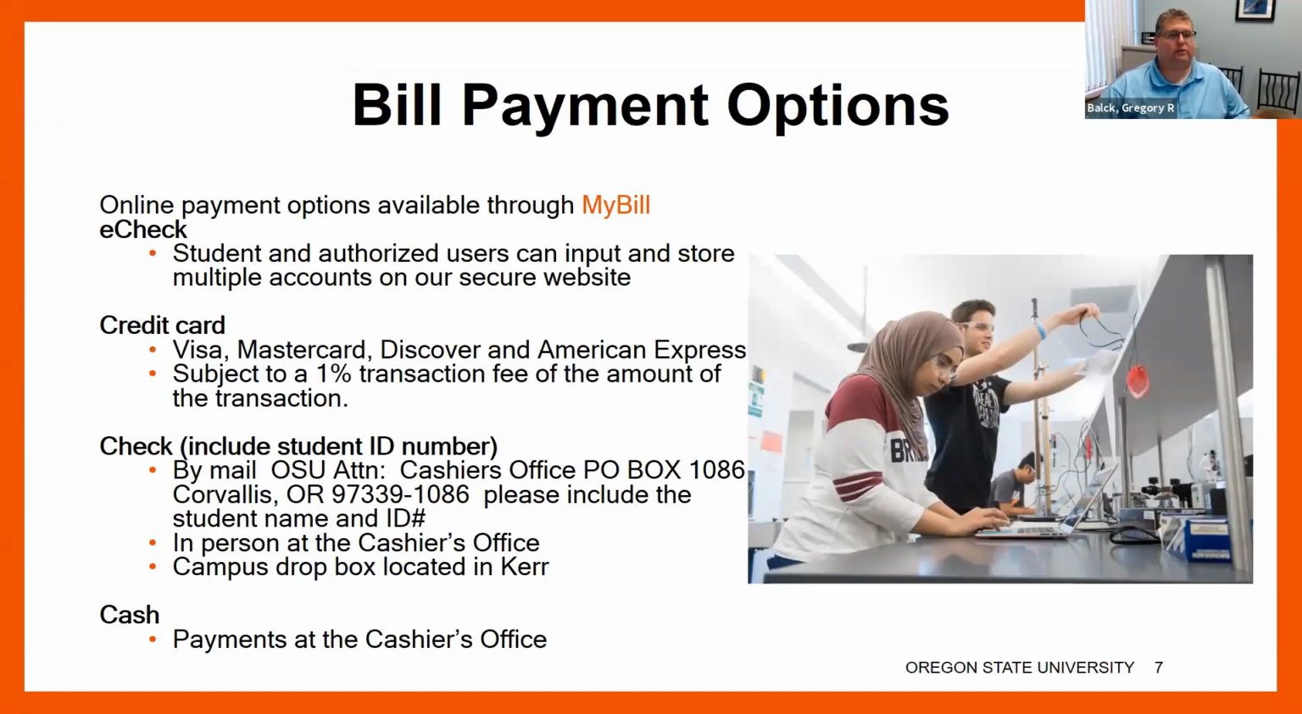Now, there are different options to pay your bill. All payments are made online through mvbill.oregonstate.edu. You can pay with an e-check, which is absolutely free. You're using your checking account and your routing number. There is no cost for this. If you want to use a credit card or debit card, there is a 1% transaction fee of the amount of the transaction. You can also pay by check by mailing the payment to OSU, Attention Cashier's Office, P.O. Box 1086, Corvallis, Oregon 97339-1086. Please include the student's name and ID number in the memo section of the check.